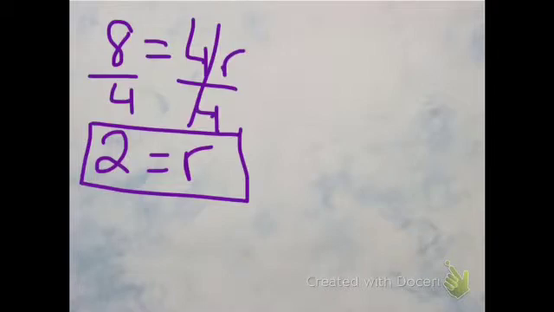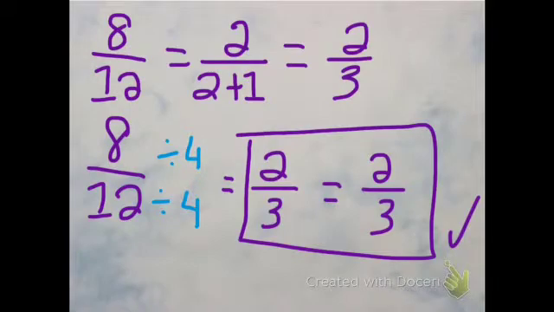Now we want to check whether this answer is correct, so here you'll show check work. 8 over 12 equals 2 over 2 plus 1, which gives you 2/3. To check, I did 8/12 divided by 4, which gives you 2/3, and 2/3 equals 2/3. So your answer is correct.